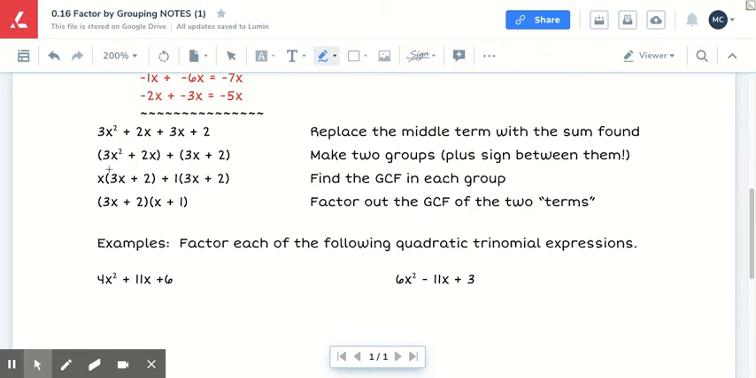Next, we're going to find the greatest common factor in each group. So this is using our lesson from yesterday. So in this first group, the greatest common factor for these two terms would be just an x.